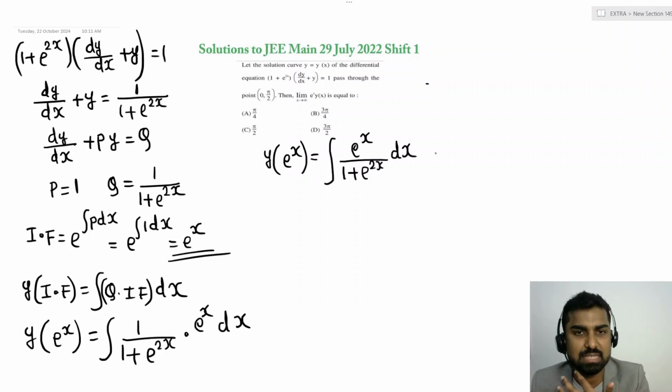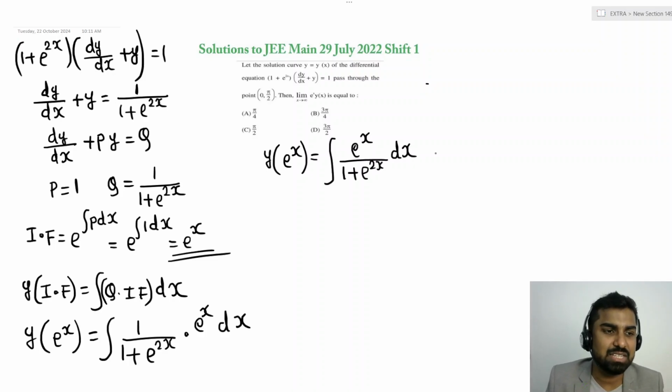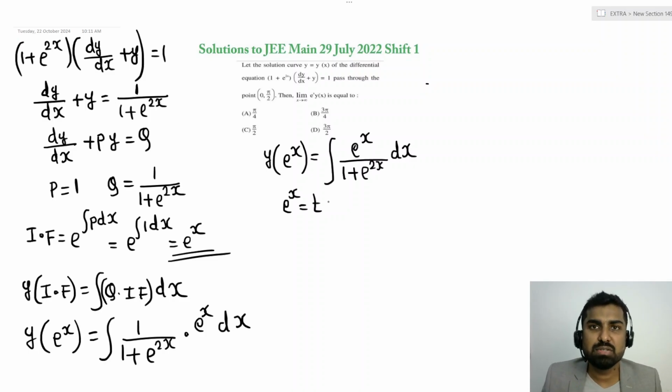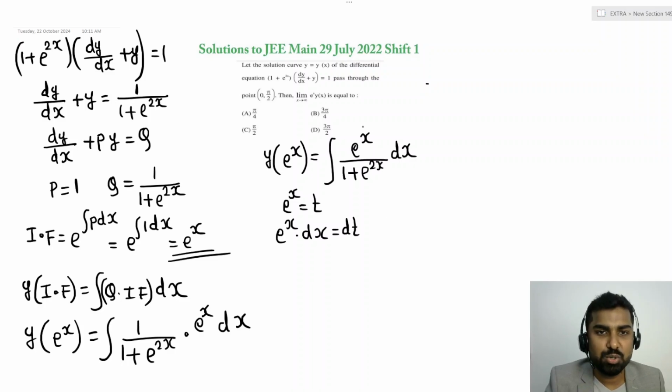Now how to integrate this? If you observe carefully, you can easily integrate it by the method of substitution. Here I am going to substitute e raised to x as t. After differentiation, e raised to x into dx will be equal to dt. So the numerator part will be dt.